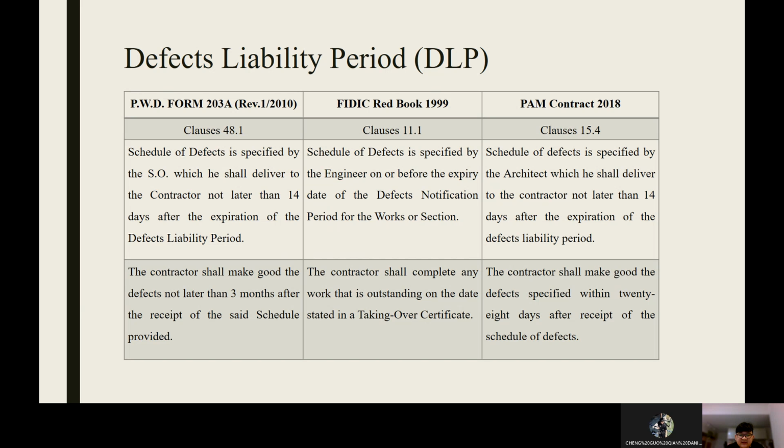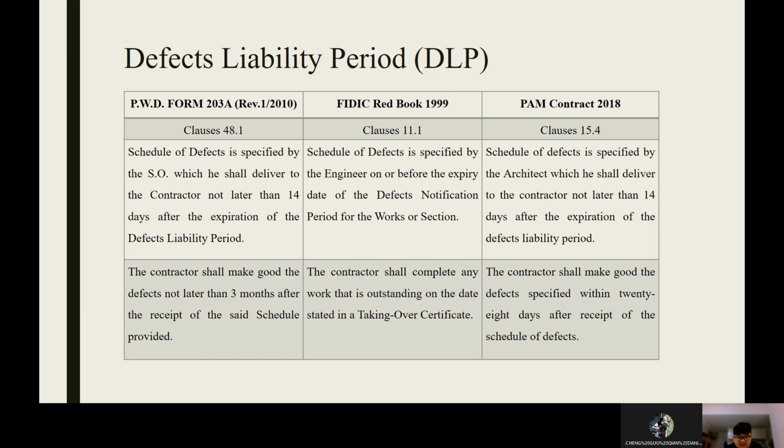In the PAM contract, the clause used is 15.4. The schedule of defects is specified by the architect, which he shall deliver to the contractor not later than 14 days after the expiration of the defects liability period. The contractor shall make good the defects specified within 28 days after receipt of the schedule of defects.